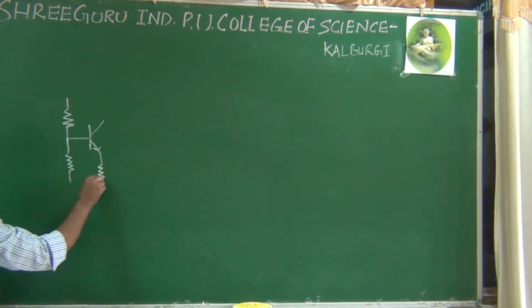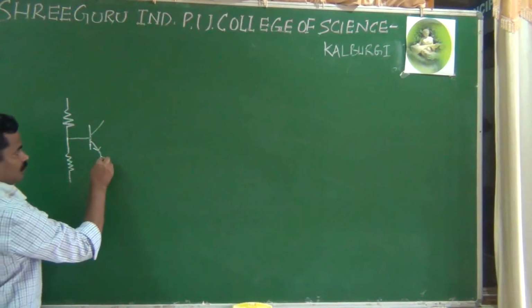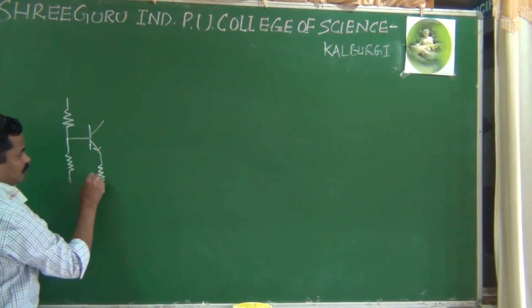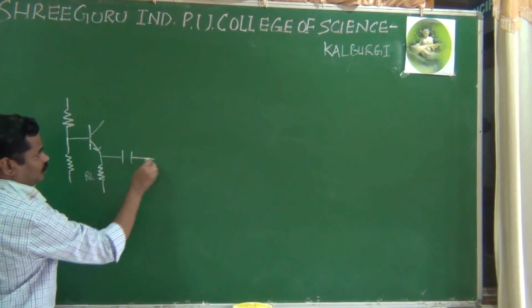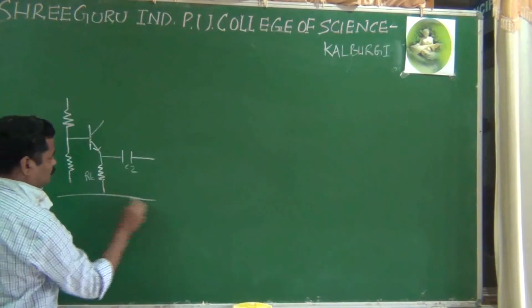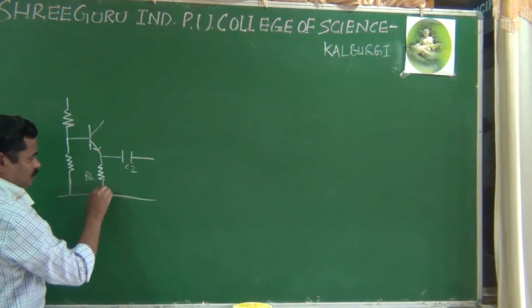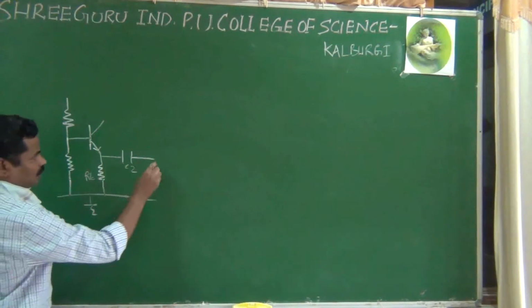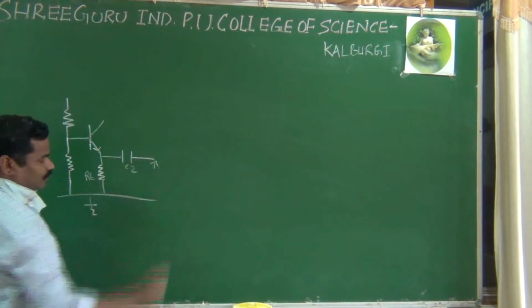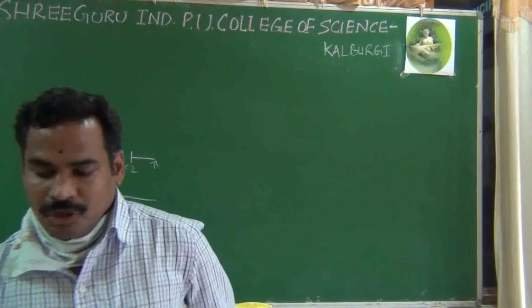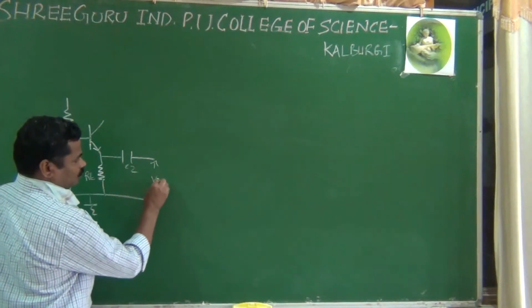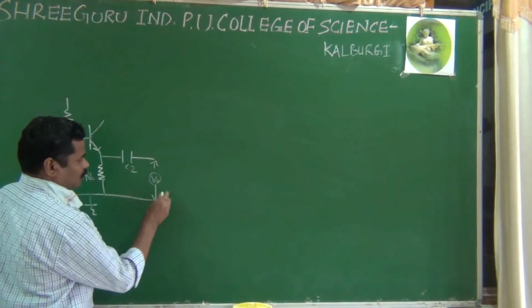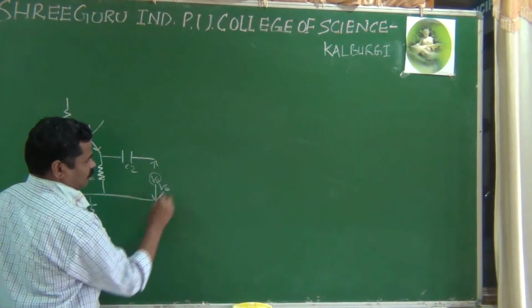Because of these reasons, we prefer the NPN transistor. Here is your RE, the emitter resistance, and here you have C2, and here you can go for the ground. Here you are measuring the output voltage, that is nothing but VE, the output across the emitter resistance.